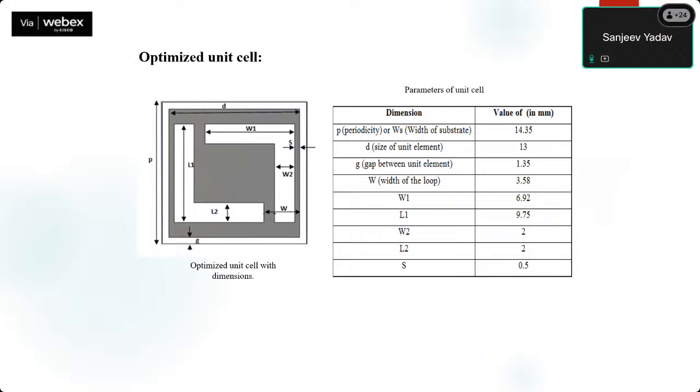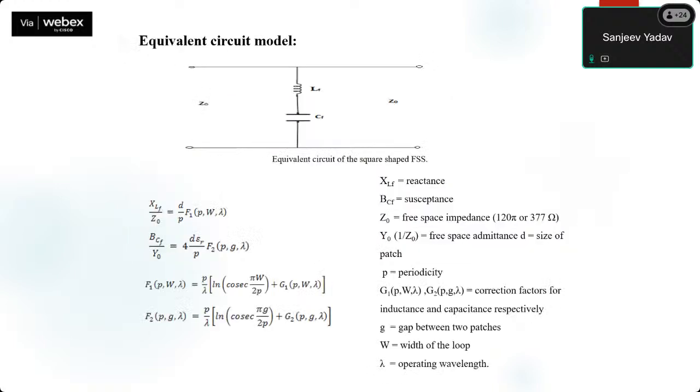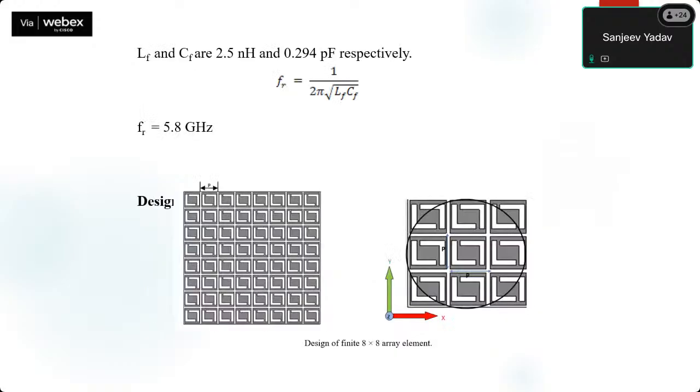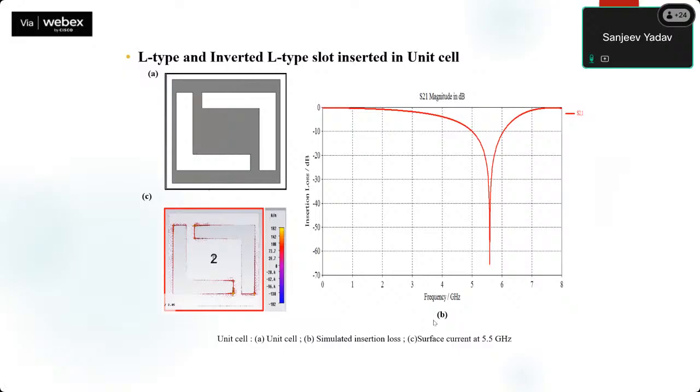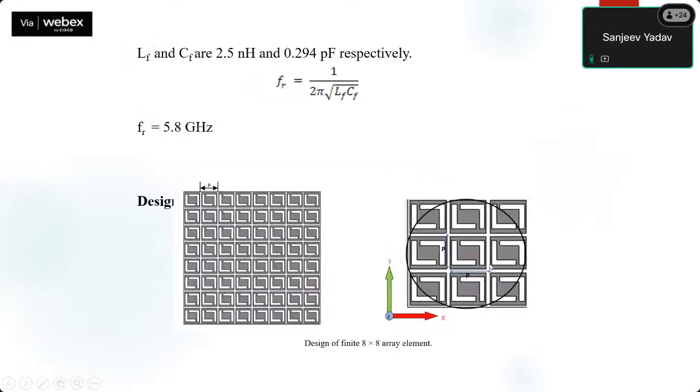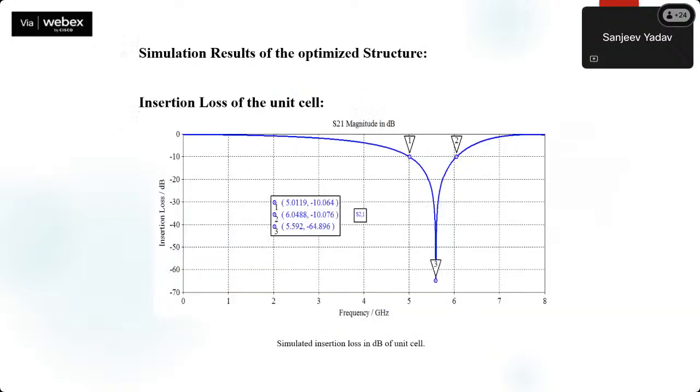And these are the optimized dimensions for this. And again, here we have calculated the equivalent circuit model by using these formulas. By calculating, the frequency is coming to be 5.8 gigahertz. And here our frequency was coming to be approximately 5.7 gigahertz. So again, we have simulated, calculated, as well as analyzed from the equivalent circuit, and we got the same results.